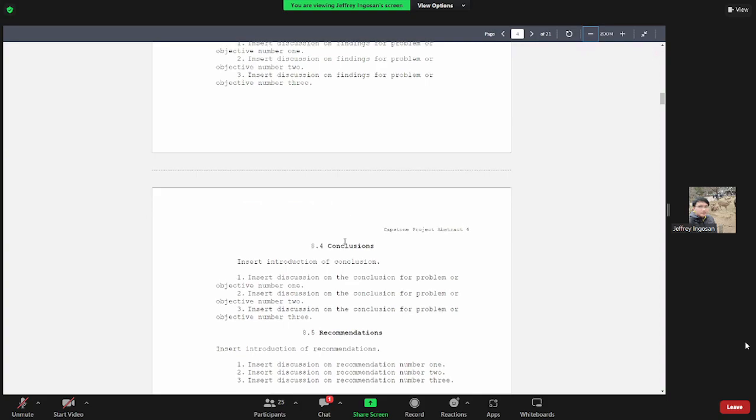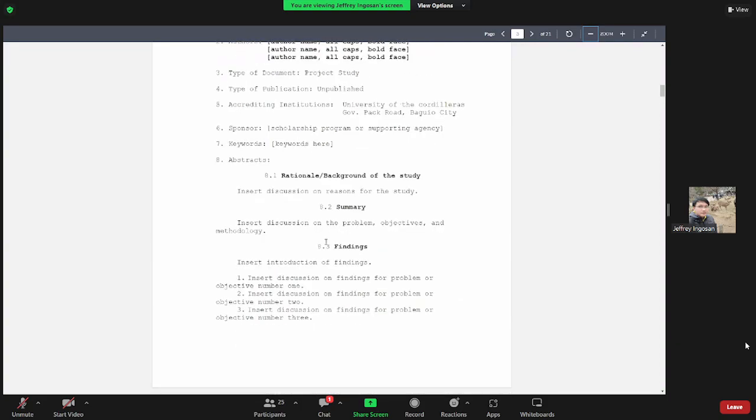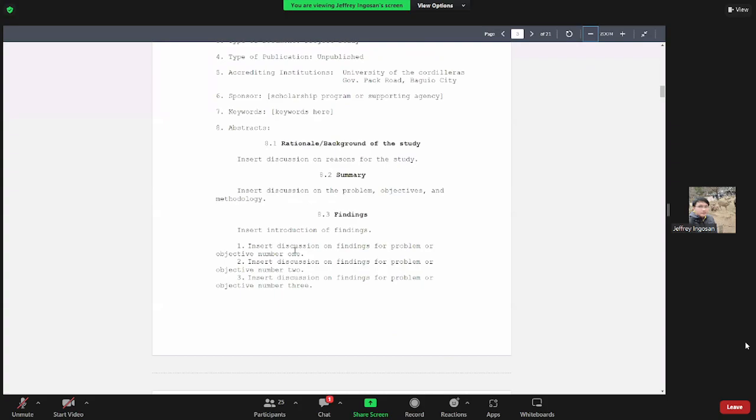So under 8.3, you just give a summary here of your answers to the statements of the problem or the objectives of the study. You were given, during your Capstone Project 1 presentation, a final list of objectives or final list of problems. So that's what you would be answering here. So if you have 4 final list of problems or objectives, then there would be 4 items here. But if there are only 3, then there would only be 3.